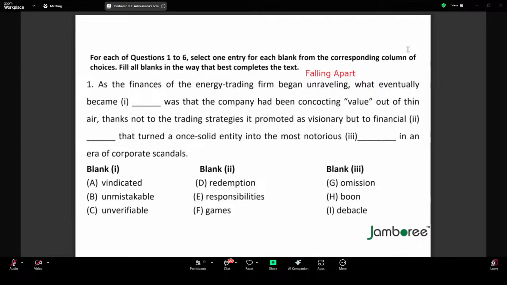Okay. Then value out of thin air. Again, thin air here also means something that does not exist. If you're just talking out of thin air, that means something that doesn't exist.